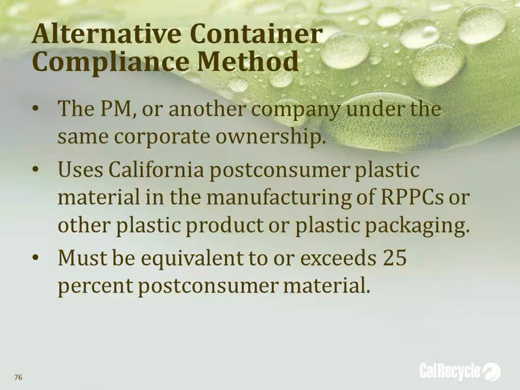Another way to meet compliance is for the product manufacturer to arrange by contractual agreement with any company under the same corporate ownership for the purchase and consumption of post-consumer material generated in California and exported to another state for the manufacture of either RPPCs subject to this law or rigid plastic packaging containers or other plastic products or packaging that is not subject to this law. The amount of post-consumer material consumed must be equivalent to or exceed the post-consumer material that the RPPC is otherwise required to contain.